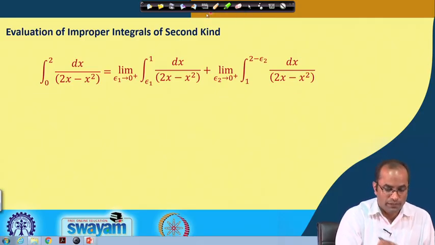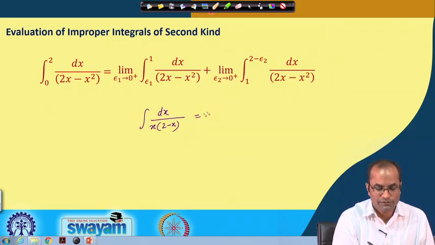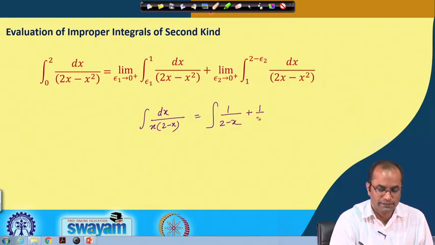So, let us look at this integral here. We have basically the integral of dx over x times (2 minus x), which we can write as 1 over 2 minus x, plus 1 over x.